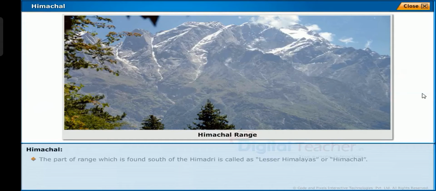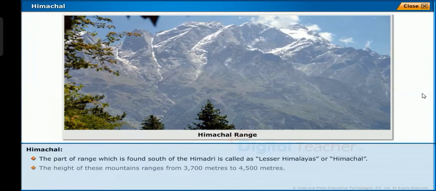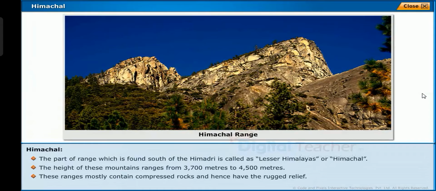Himachal. The part of range which is found south of the Himadri is called as Lesser Himalayas or Himachal. The height of these mountains ranges from 3,700 meters to 4,500 meters. These ranges mostly contain compressed rocks and hence have the rugged relief.